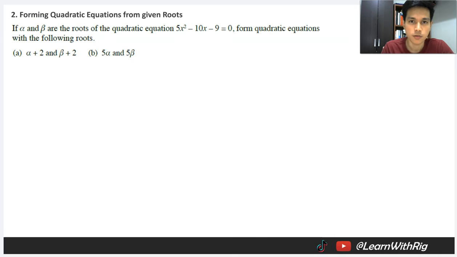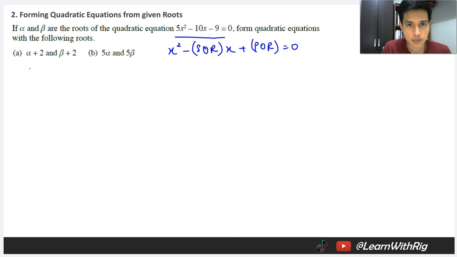What we're going to do is first change this into the format that I told you. The format was x squared minus the sum of roots x plus the product of roots equals 0. Like I said, there are many ways to solve this, but I'm going to use this because I don't want to confuse you guys with too many formulas. There is one more formula, but I'm not going to show it here. So by using this, how are you going to compare? First, you have 5x squared minus 10x minus 9 equals 0.